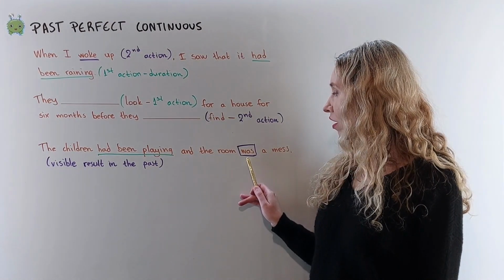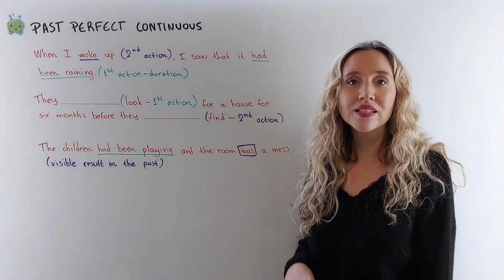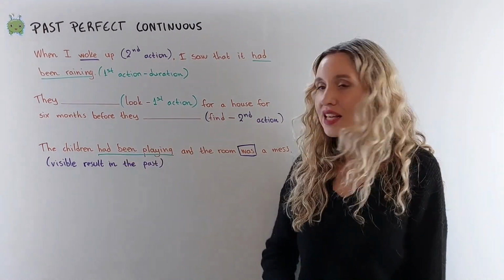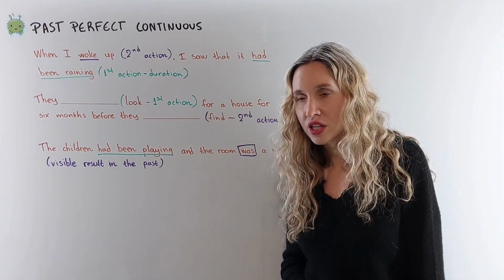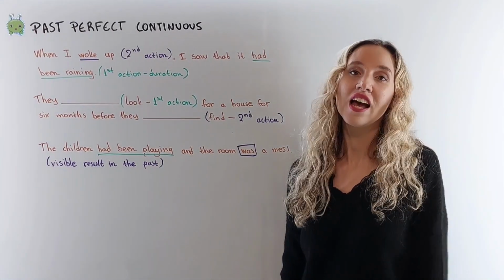If this was in the present simple, the room is a mess, then this has to be in the present perfect continuous. So the children have been playing and the room is a mess.